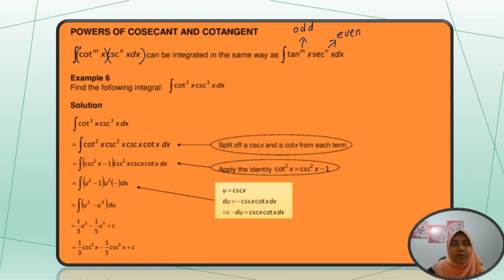So in this case, we want to find the integration of cotangent x to the power of 3 times cosecant x to the power of 3 with respect to x. Both functions are odd powers. So we have to modify this original function so that the function will have the cosecant x cotangent x dx. You have to split up the cosecant and cotangent x from each term.